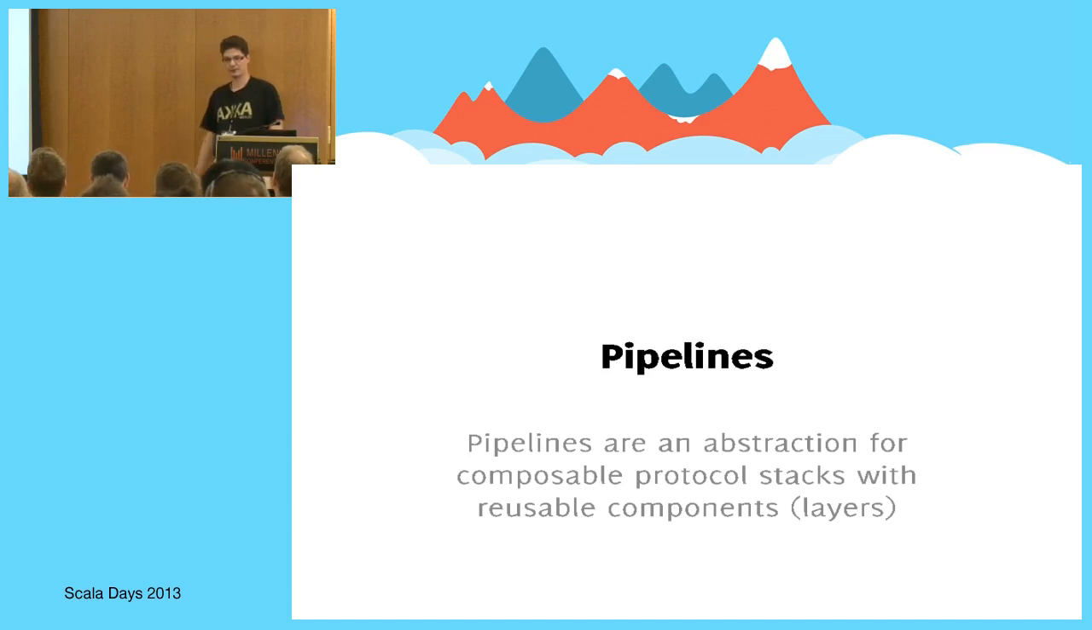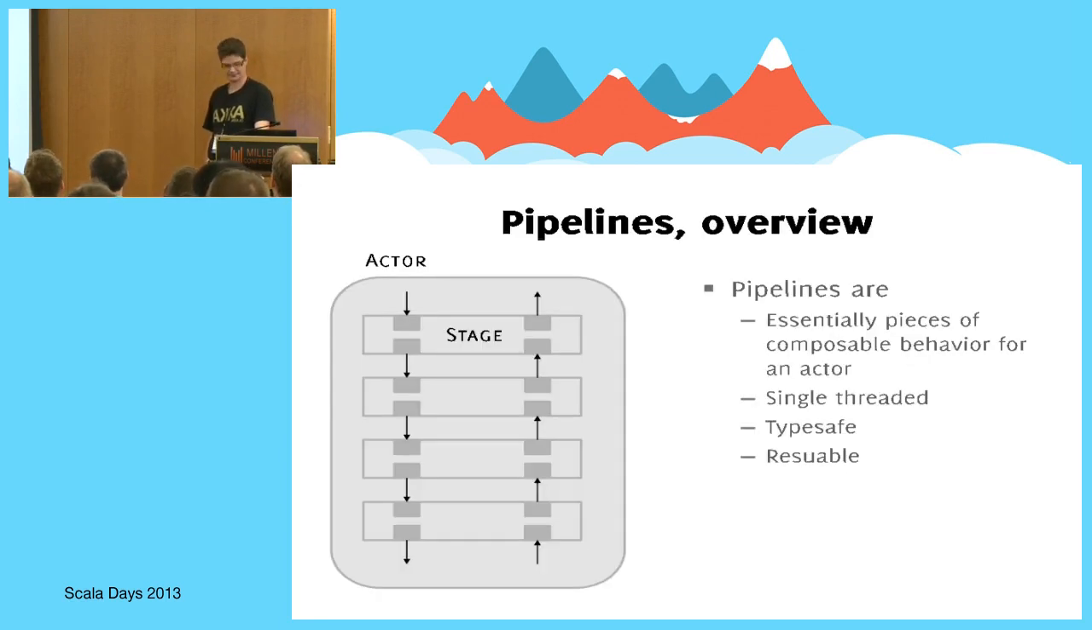Pipelines are simple, composable units of behavior, which basically allows us to flexibly create protocol stacks and reuse layers of these stacks. This is how it looks conceptually. Every pipeline works inside an actor. So actually a pipeline is single-threaded. But since it runs inside an actor, it's still concurrent with the other parts of the system.